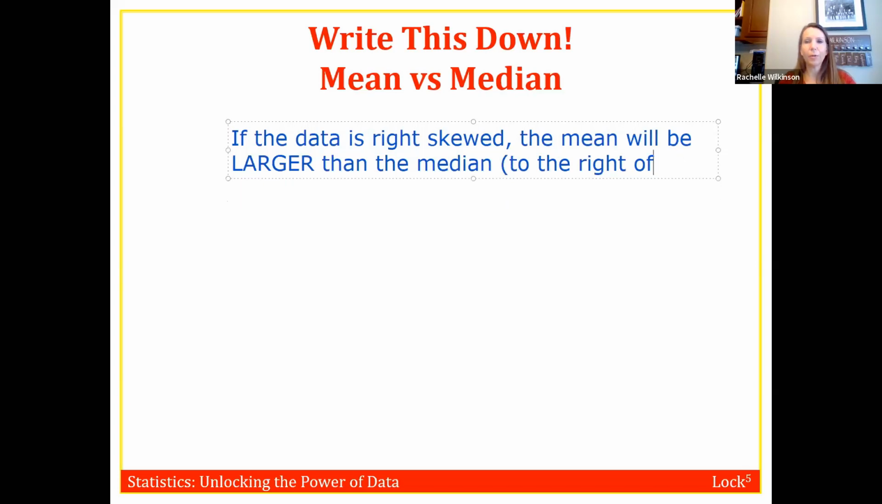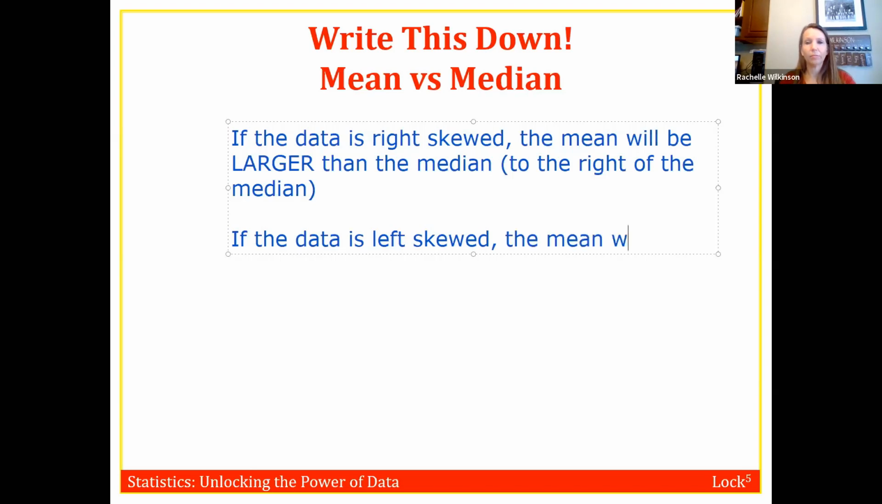And sometimes it's helpful to remember right skewed, mean is to the right. So right to the right of the median. Okay, and on the other way, if the data is left skewed, the mean will be less than the median, or smaller than the median. So in other words, the mean will be to the left of the median.